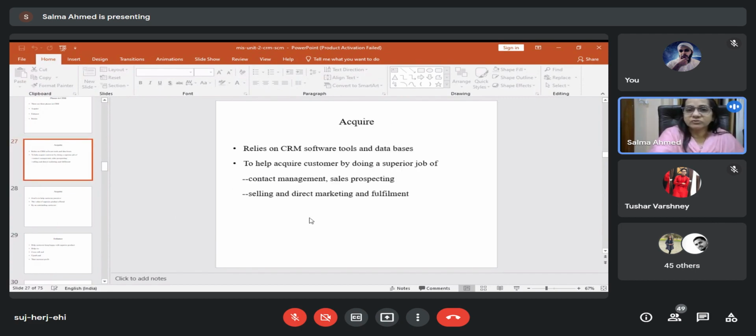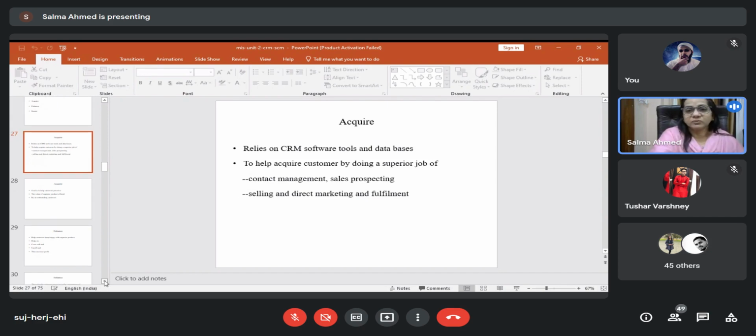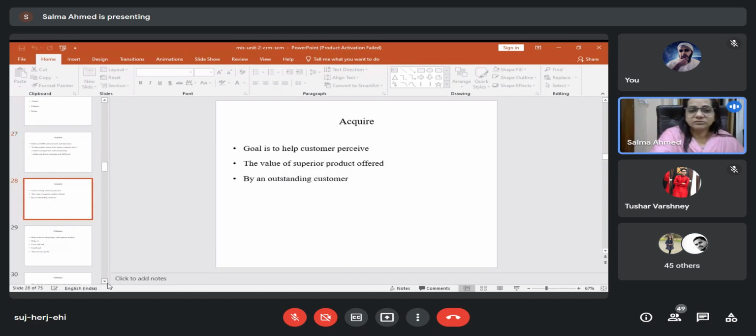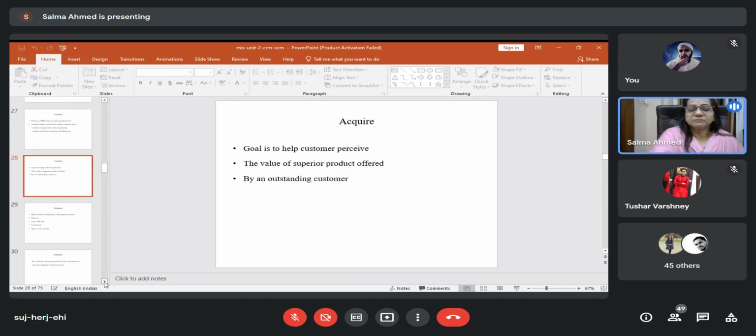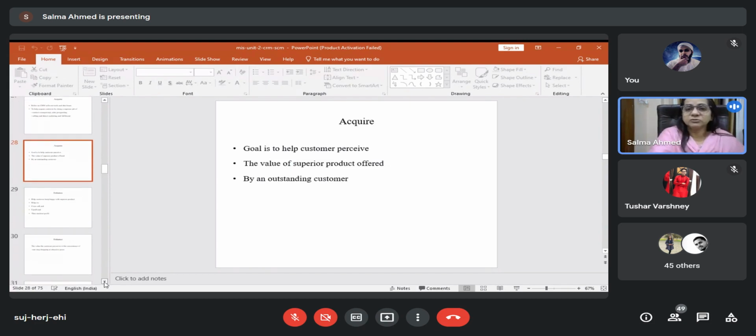Acquire relies on CRM software tools and databases, which help acquire customers by doing a superior job of contact management. That was our interaction with him, convincing him to purchase a product, what we call sales prospecting, selling, and finally direct marketing and fulfillment, means he is converted into a customer. The goal of acquiring is to help the customer perceive the value of a superior product offered by an outstanding company.